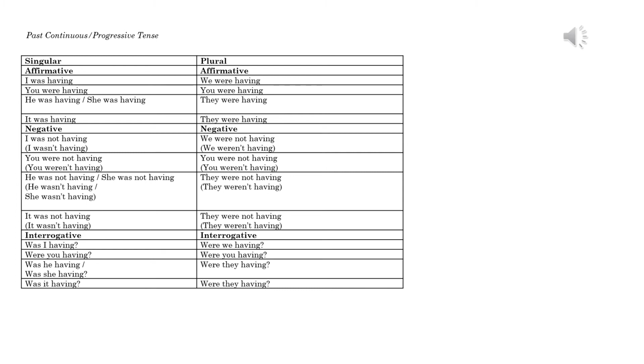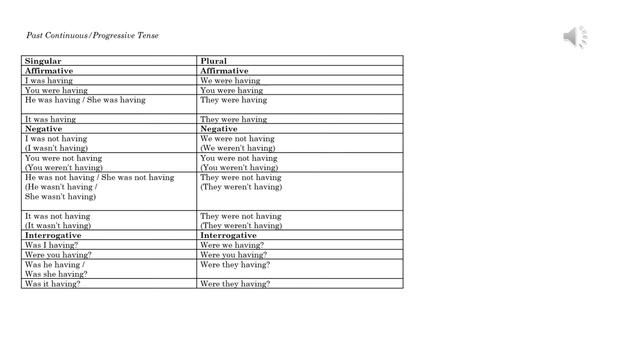Negative. I was not having. I wasn't having. You were not having. You weren't having. He was not having. She was not having. He wasn't having. She wasn't having. It was not having. It wasn't having. We were not having. We weren't having. You were not having. You weren't having. They were not having. They weren't having.